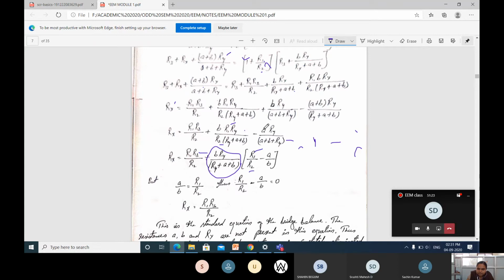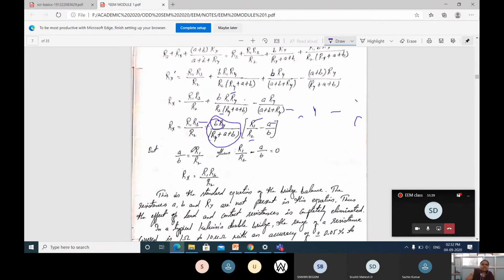Then minus, here A is there, as it is. Here we already took B as a common, so what will be left here? 1 by B will be left here. For that reason, A divided by B.